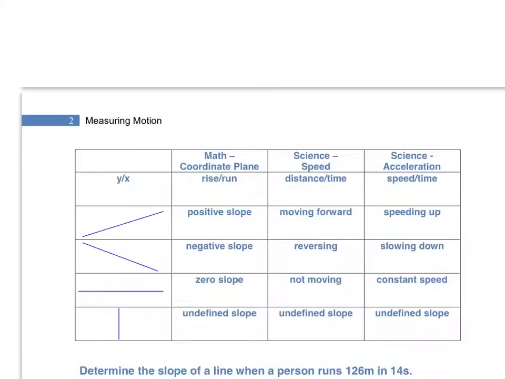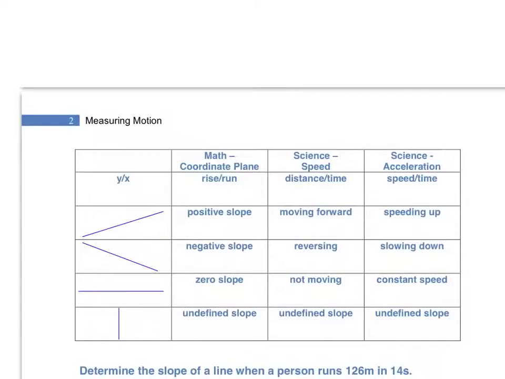Again, we have an upward or an uphill line indicating a positive slope. In science, when we look at speed, then it means that your object is moving forward. On an acceleration graph, it means your object is speeding up, because if speed is your y-axis, your dependent variable, as the line is moving up, the speed of the object is increasing or accelerating.